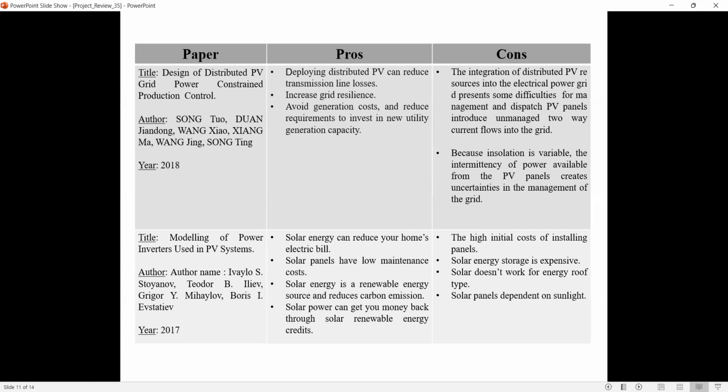Coming up to the drawbacks, the high initial cost of installing panels. Solar energy storage is expensive. Solar doesn't work for every roof type. Solar panels depend on sunlight.